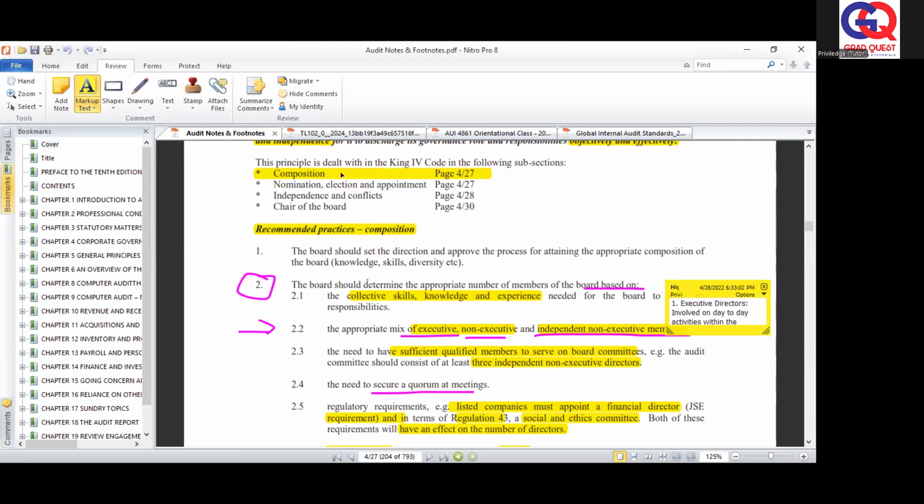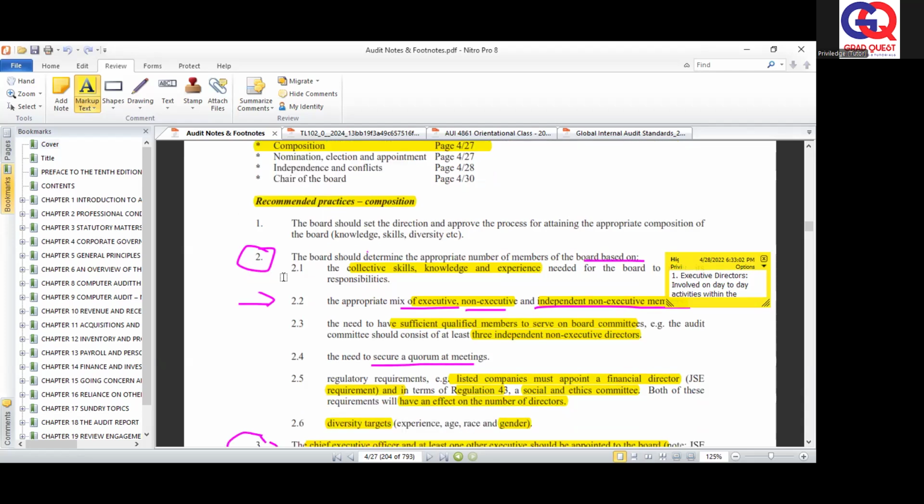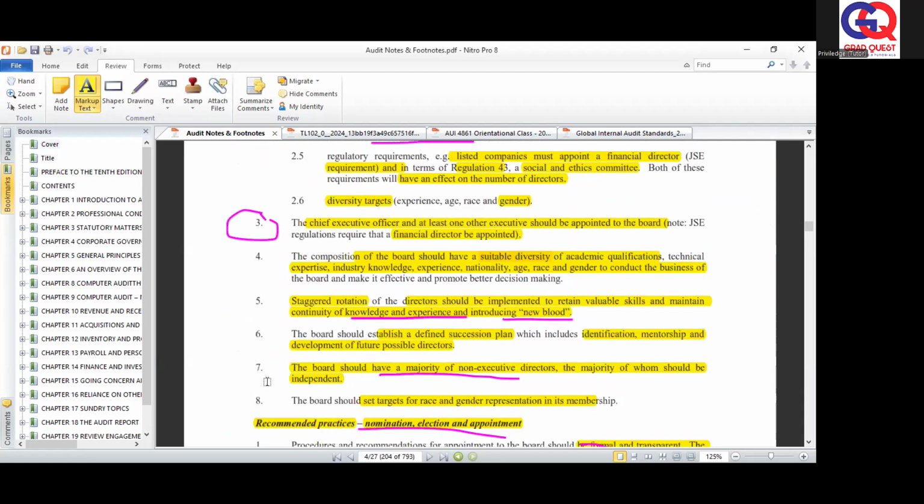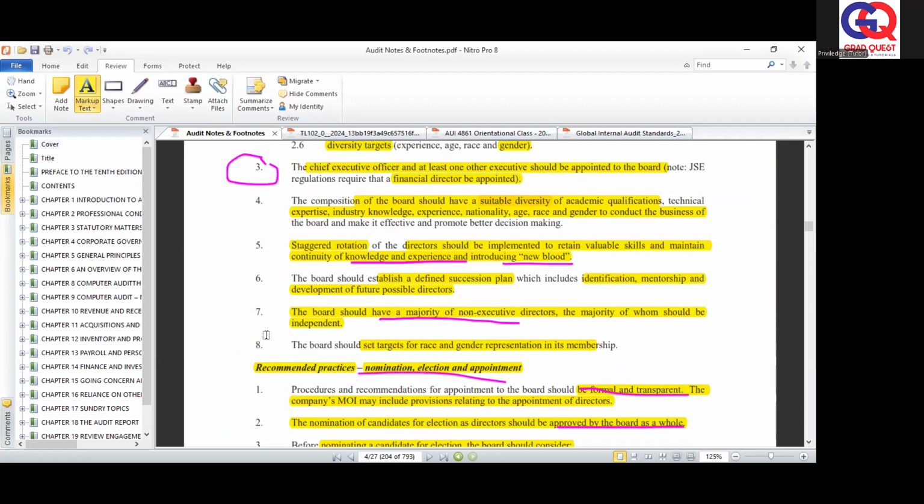It has specifically highlighted this particular part of the King 4 report to say that is what you need to know. So from paragraph 1 under principle 7, all the way to paragraph 8 of that principle, that is the one that is pertinent to the composition of the governing body.